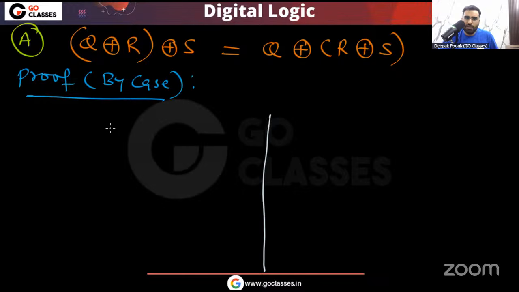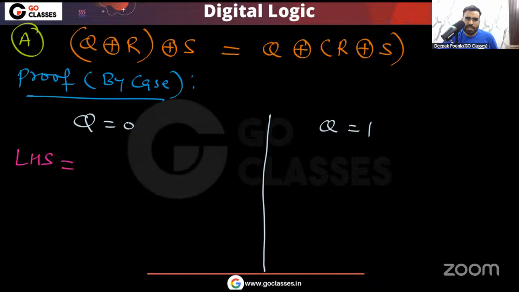So remember, only two cases can be created. Either Q will be 0 or Q will be 1. There is no other possibility because these are Boolean variables, so they can take value either 0 or 1. So I can say that Q is 0 or Q is 1. Now you can see when Q is 0, then what this LHS will become and what this RHS will become.